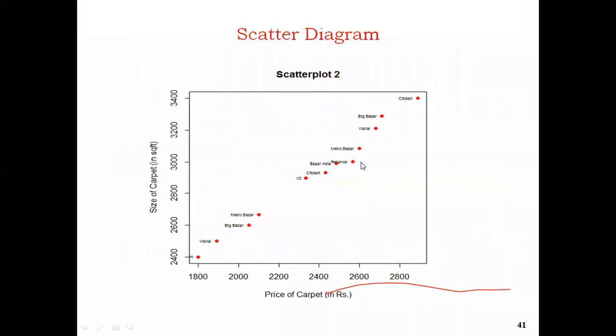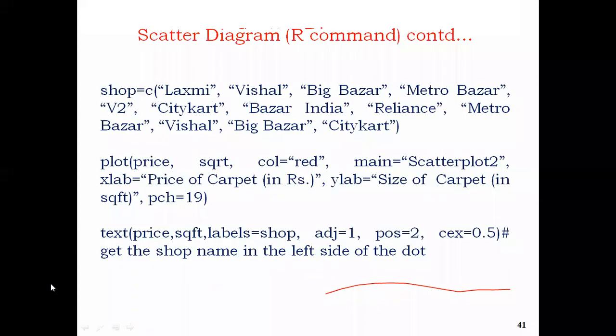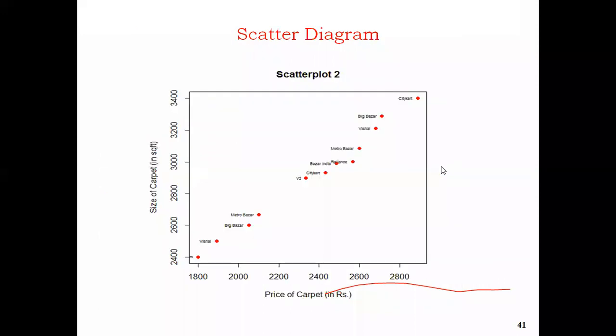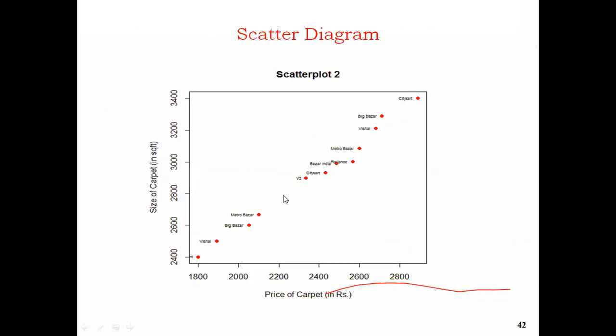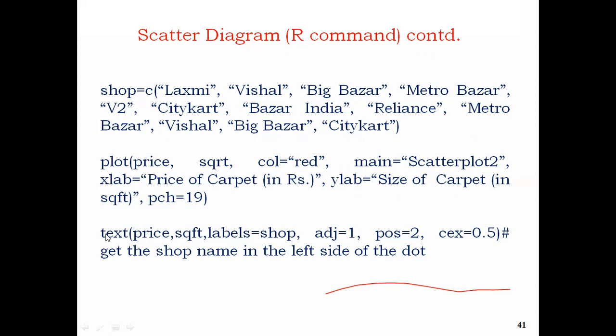This is in red color. You see the points are red color. Then main, I'm giving the name for this: scatter plot 2. Then xlab means the label of X, here also the same, price of carpet in rupees, and for label of Y, this is also size of carpet in square feet, and plot character we are considering here 19. Okay, so this is our command. Because here we are going to write only the names of the shops, that's why I'm writing text, then price, square feet, labels. Labels equal to what?